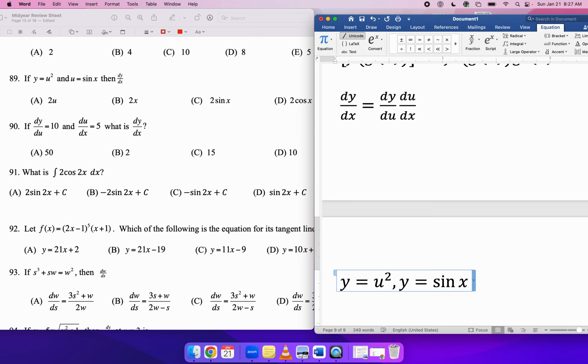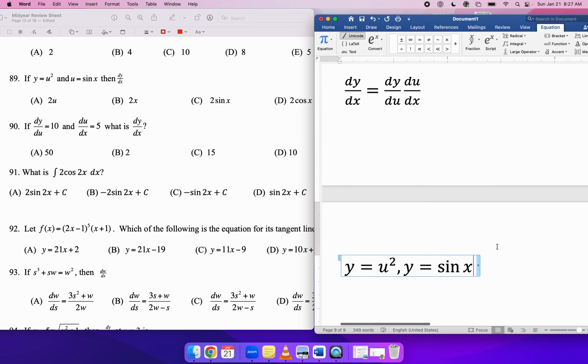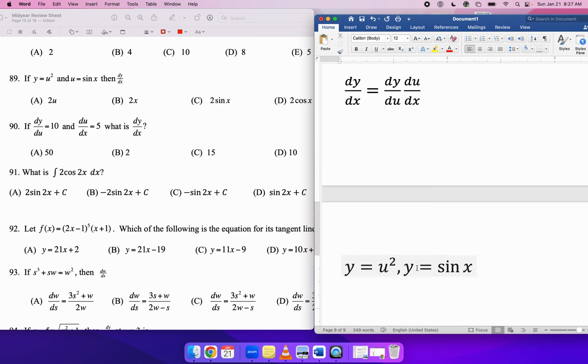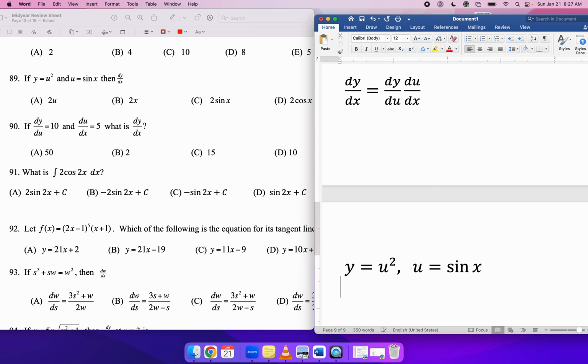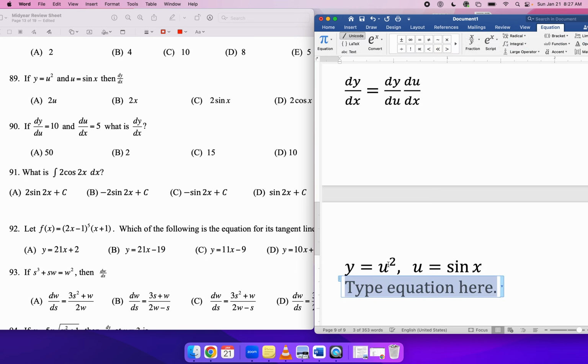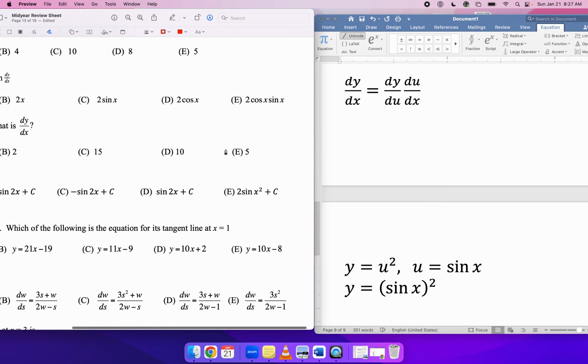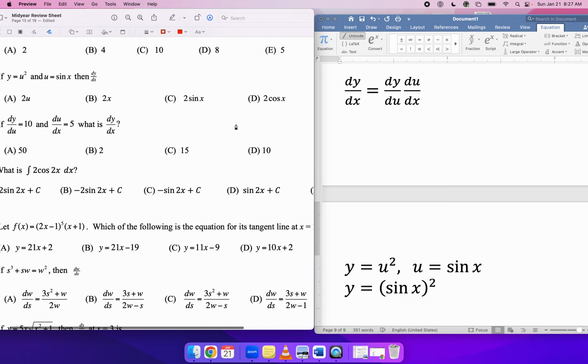Just really quickly, you could do this by just saying u is equal to sine x, right? Really quickly, you could do this very easily by saying, well, if y is u squared and u is sine x, that just means that y is equal to sine x squared. And you can find dy/dx in the usual way, right? Chain rule, it's going to be 2 sine x cosine x, voila, which is this guy right here.